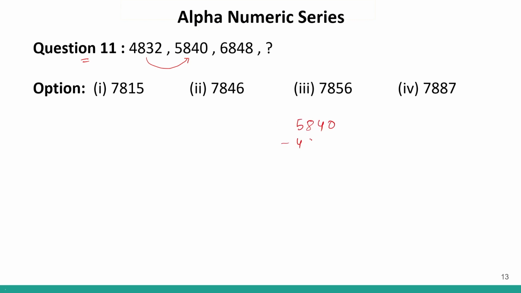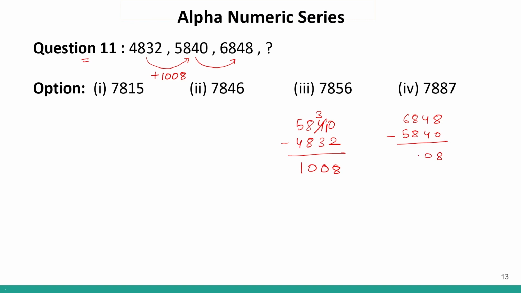So 5840 minus 4832. This will be 1008. So basically this is an addition of 1008. Correct? Let us see the difference between 5840 and 6848. So 6848 and 5840 we are subtracting. So this is also an addition of 1008. So the sequence can be that the next term will also be an addition of 1008.